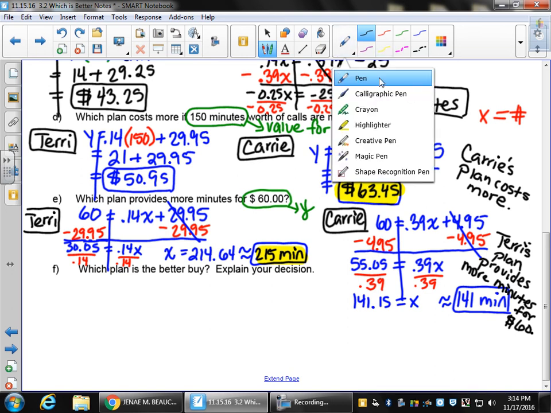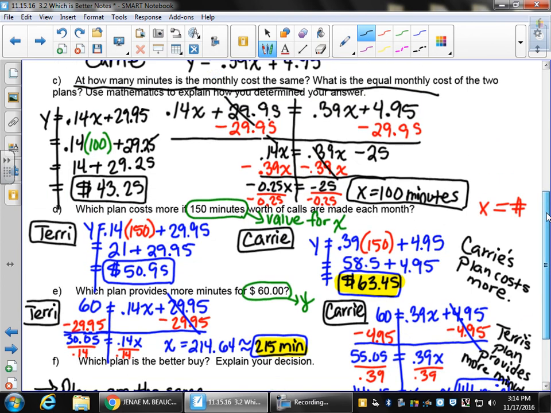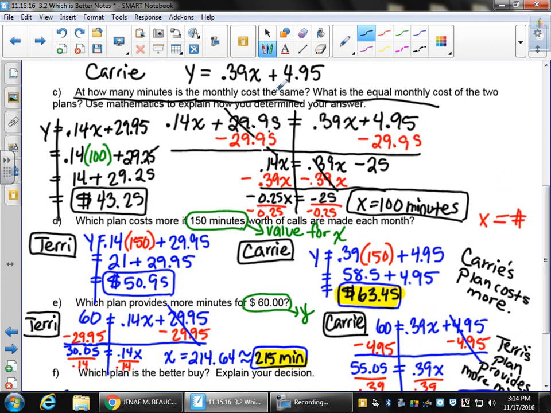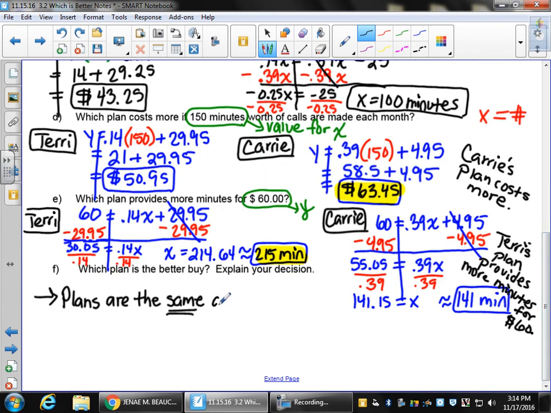Again, focus on when are they the same. Plans are the same for how many minutes? What was our break-even value? If I go back up and look, how many minutes are they the same? 100. So plans are the same at 100 minutes.